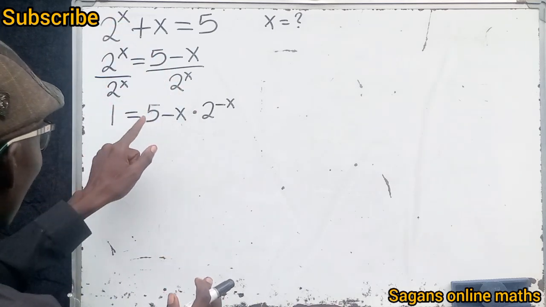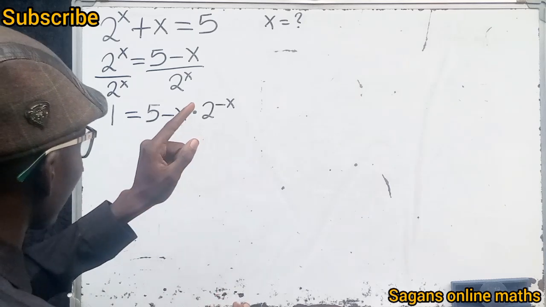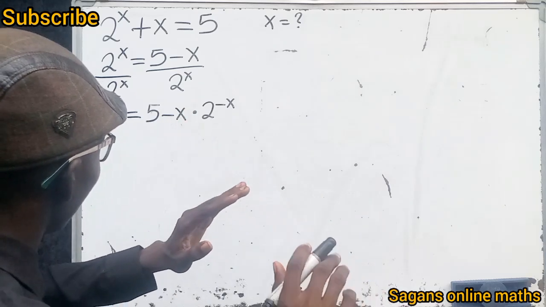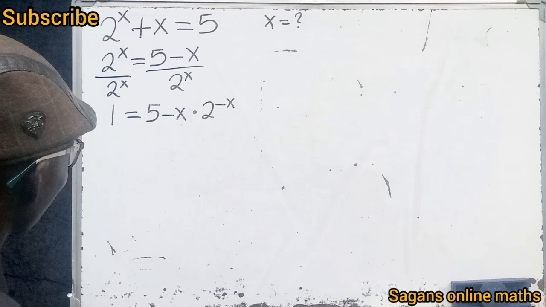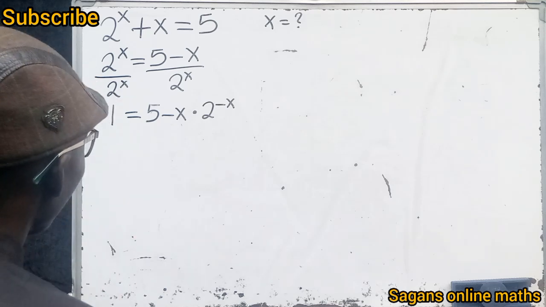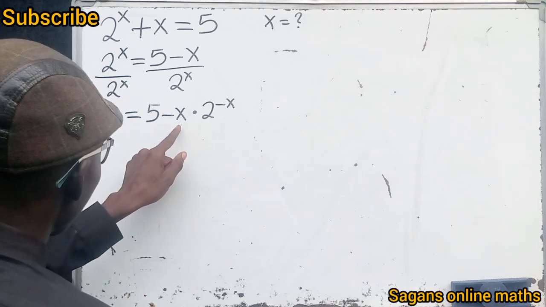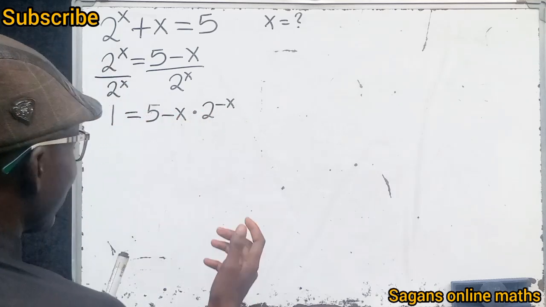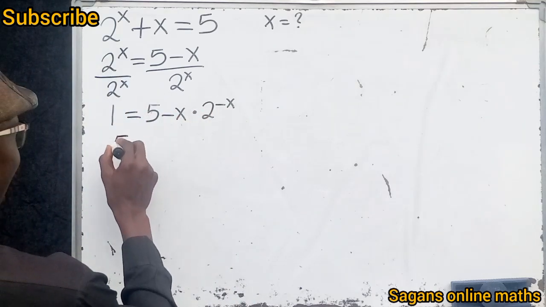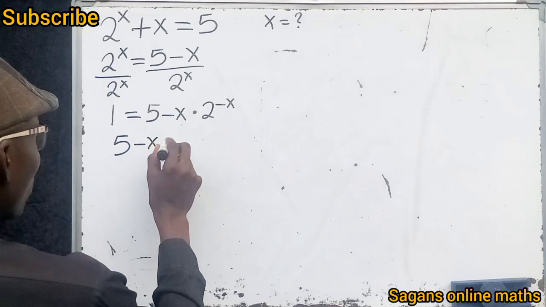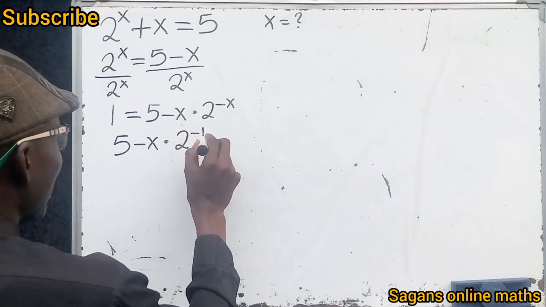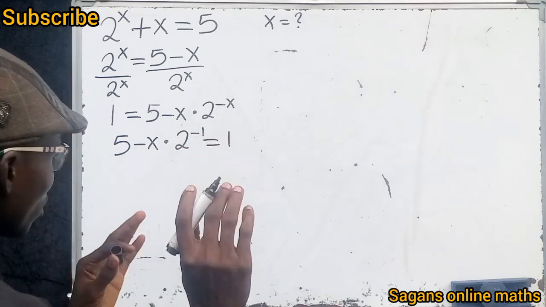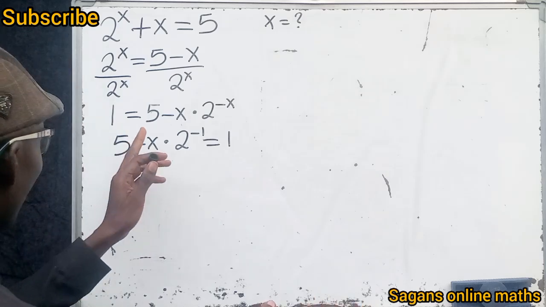We're having that 1 is equal to 5 minus x multiplied by 2 raised to the power of minus x. Now look at what you're going to do. Very simple and interesting. Pay attention to this video. Now we are having 5 minus x multiplied by 2 raised to the power of minus x, and here 1 is equal to this. So let's change it. So you can write that 5 minus x multiplied by 2 raised to the power of minus x equals 1. There's nothing change. I just exchange.